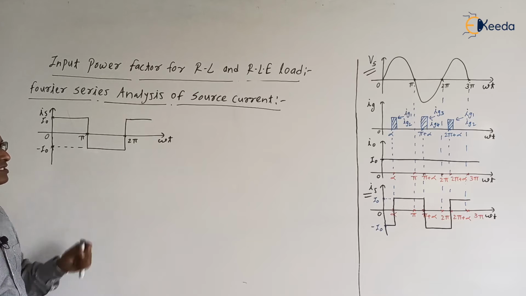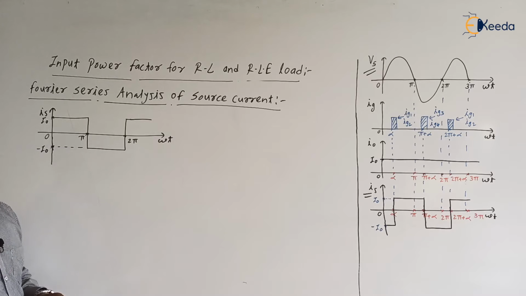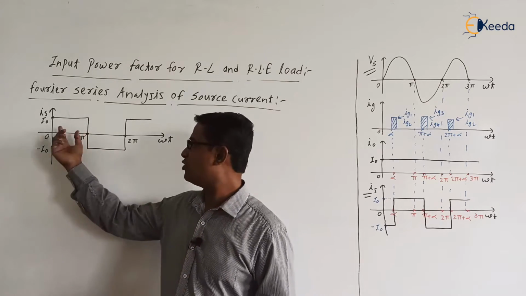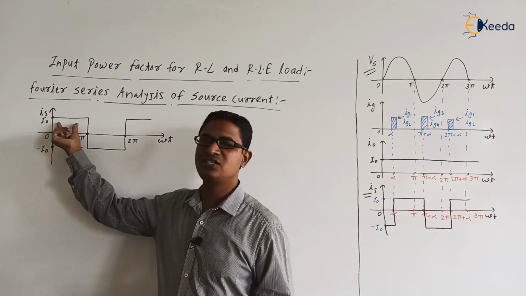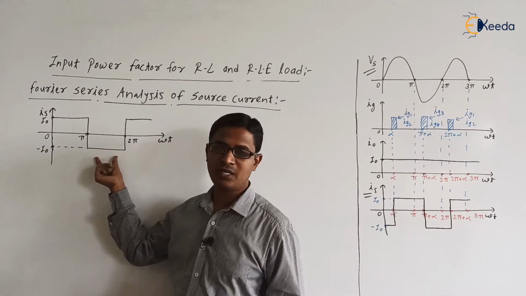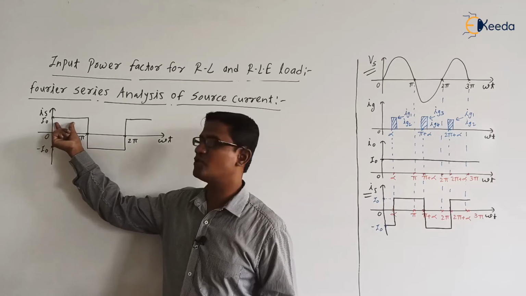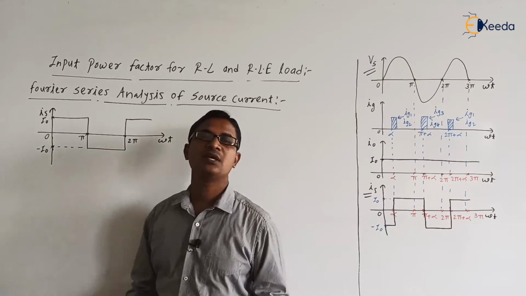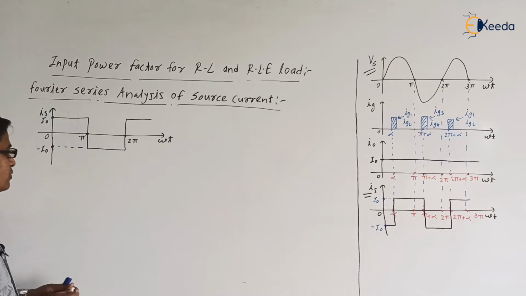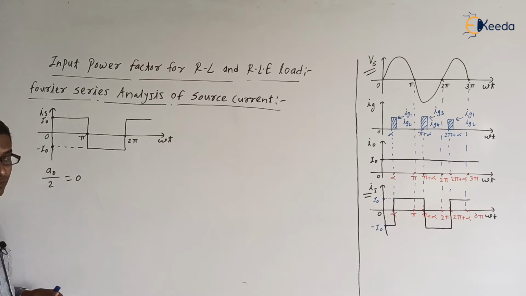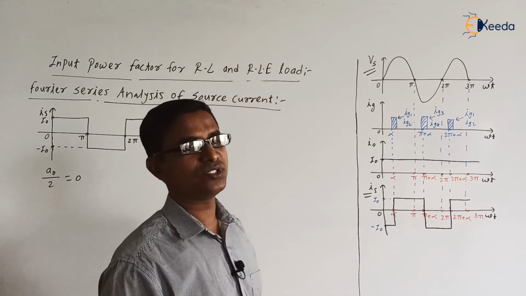For this waveform, what is the average value? For 0 to pi we have I0, and for pi to 2 pi we have minus I0. For the same period we have the positive value, and for the same period we have the negative value. So the average value will be 0. Here, for this waveform, a0 by 2 is equal to 0. Please be careful, a0 by 2 is equal to 0.